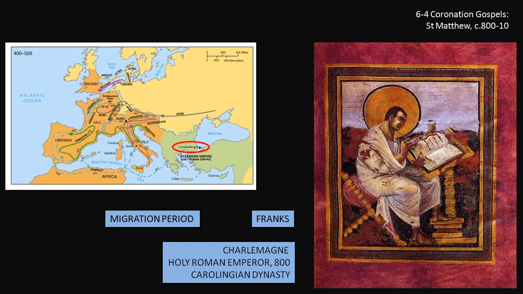And this relationship between the papacy and the Frankish kings, we don't want to call them French yet, the Frankish kings, is cemented in the year 800 when the Pope crowned Charlemagne as the Holy Roman Emperor. This is a brand new title. In the year 800, in fact on Christmas Day, no less, Charlemagne is crowned as the first Holy Roman Emperor.